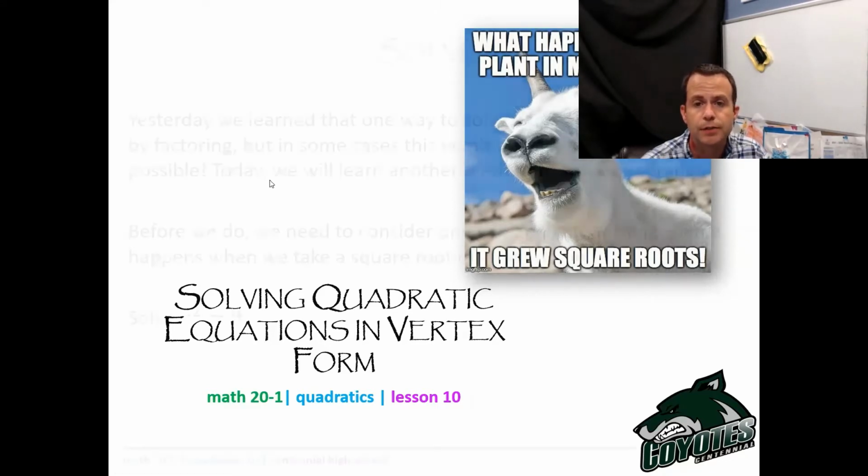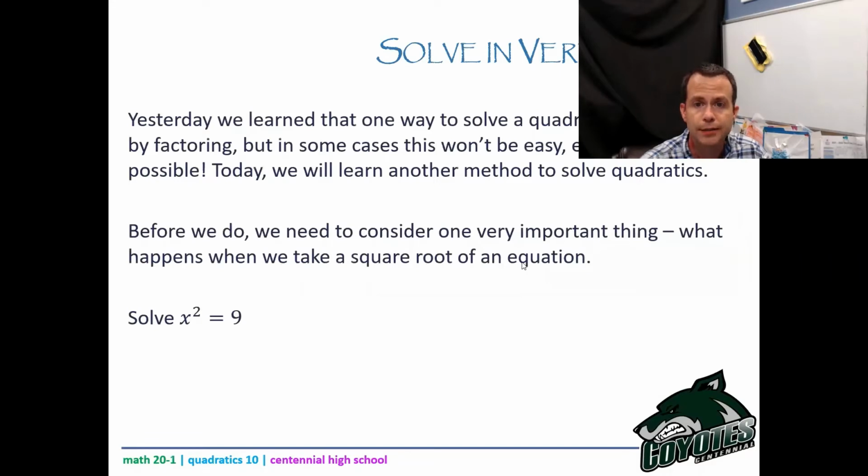All right, so yesterday we learned that one way to solve a quadratic equation is by factoring, but in some cases this won't be easy or efficient or even possible. So today we learn another method to solve quadratics.